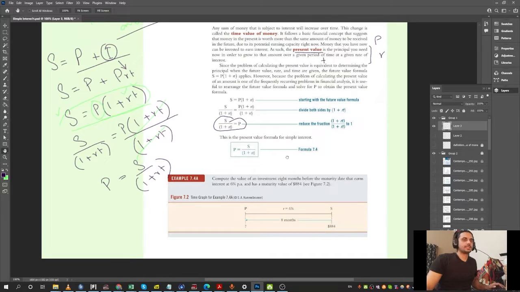Let us now look at some examples, okay? So the first example says, compute the value of an investment 8 months before the maturity date that earns interest at 6% per annum and has a maturity value of, so the maturity value, or S, or the future value of an investment is this much, okay? So in other words, if you invest this thing for 8 months, you end up with this value in the future, okay? Or that's its maturity value.